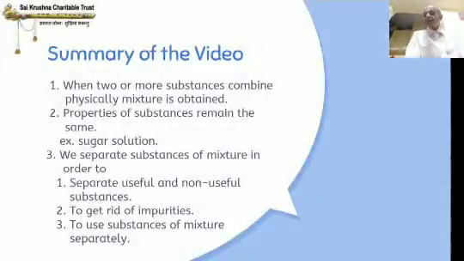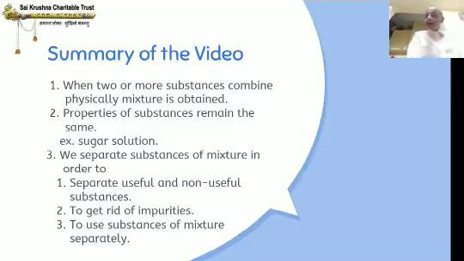Now, let us summarize the entire video. So, first point, when two or more substances combine physically, a mixture is obtained, which I have already explained to you. So when two or more substances combine, a mixture is formed, isn't it? Say for example, let us take salt and water, or sugar and milk. Sugar and milk, again that is a mixture, right?